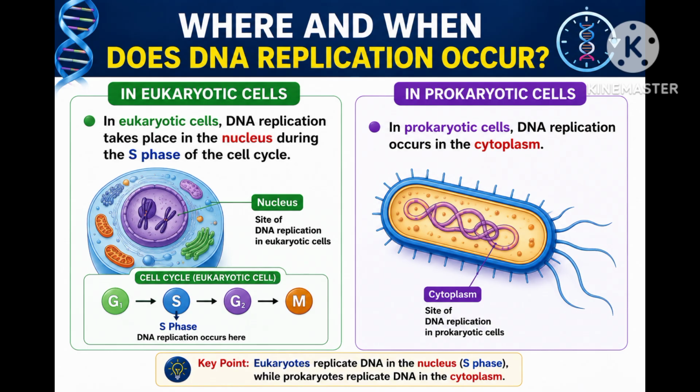Where and when does DNA replication occur? In eukaryotic cells, DNA replication takes place in the nucleus during the S phase of the cell cycle. In prokaryotic cells, DNA replication occurs in the cytoplasm.